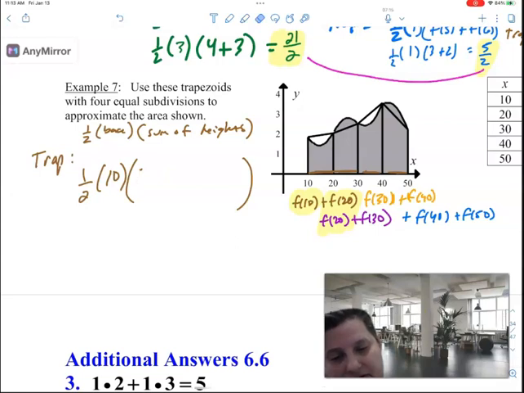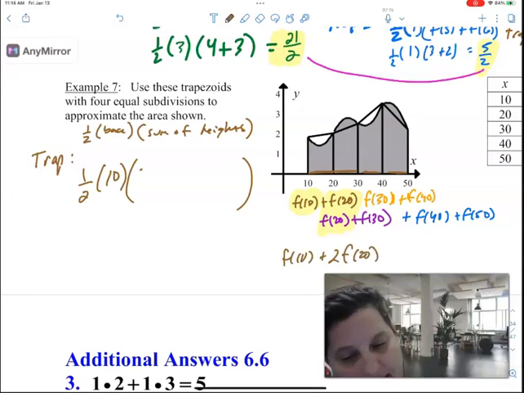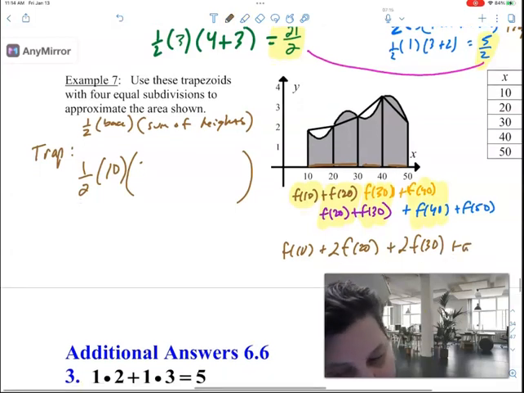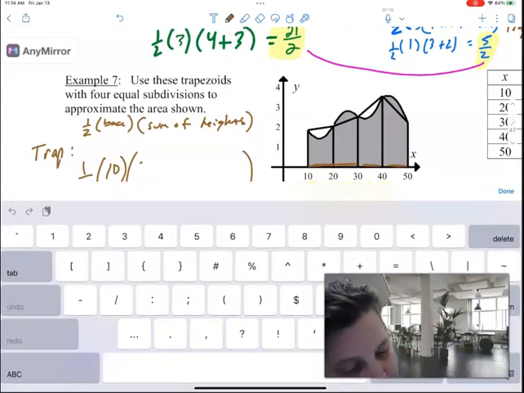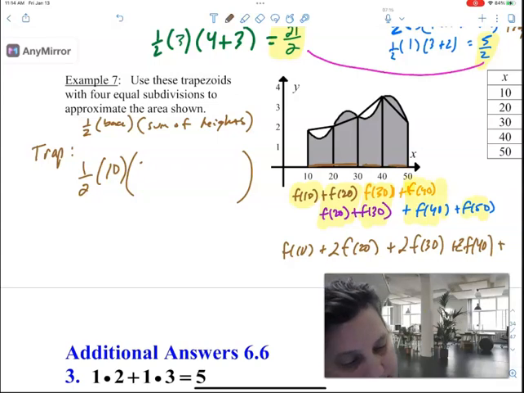Oh, in fact, actually, let me write it down here. Okay, so I have an f of 10. And then I have 2 of those. Well, because one goes with that trapezoid, one goes with that trapezoid. And then I have f of 30 twice. And then I have f of 40 twice. Okay, 2 f of 40. And then I have f of 50 once. Okay, does that make sense?